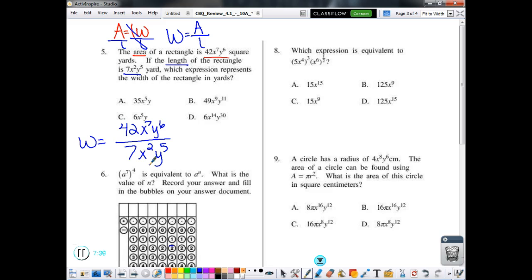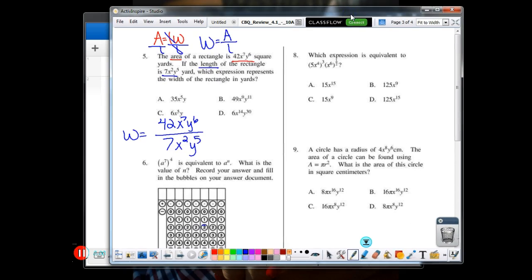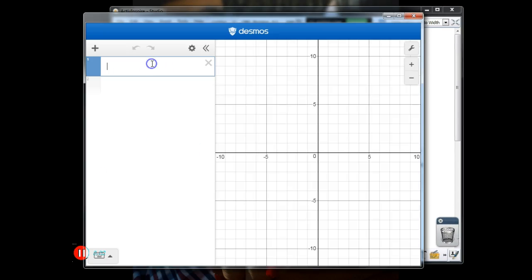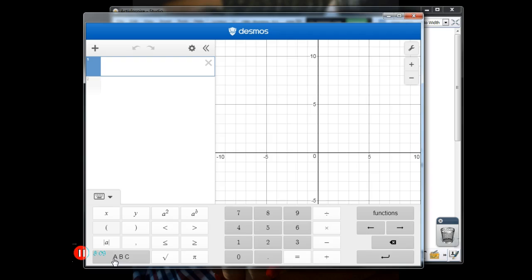Now, here is a trick on Desmos. Be careful with this because it can get a little confusing. Normally we substitute letters with x and y, right? Now we're going to go backwards. I know it's weird, but we're going to go backwards. So you're going to go on to Desmos, and you're going to type the area, which was 42x to the power of 7, y.